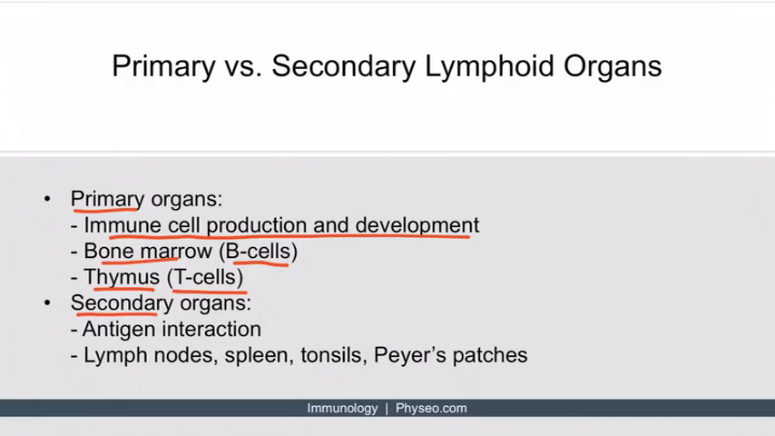Just remember that the bone marrow produces both types of cells. In other words, the bone marrow produces B cells and T cells, but the B cells more specifically mature within the bone marrow, while the T cells mature within the thymus.